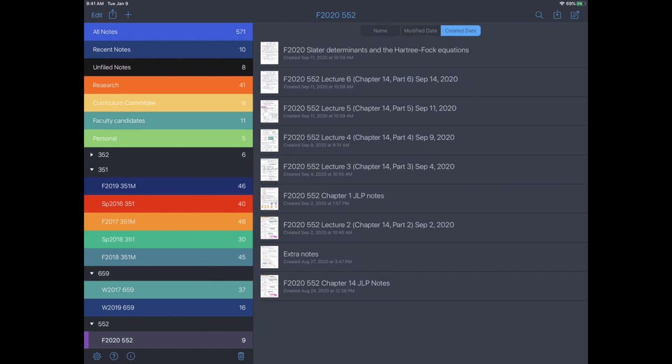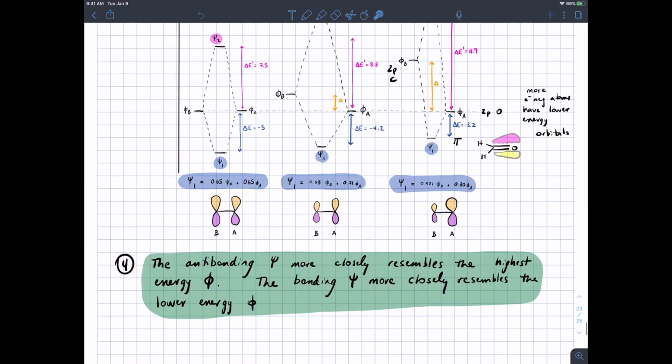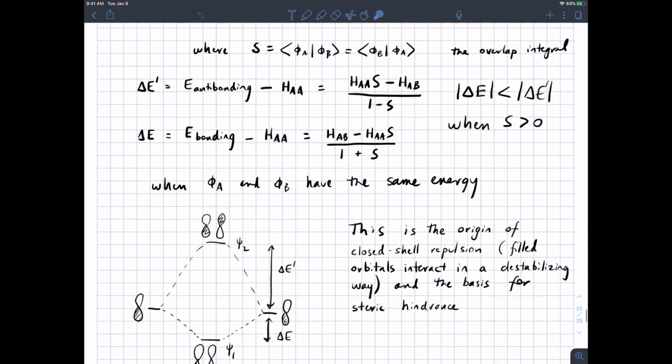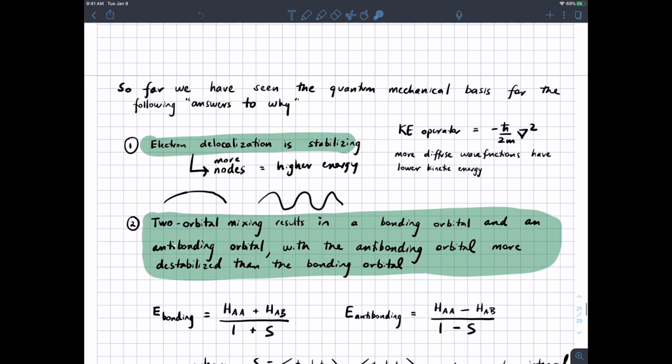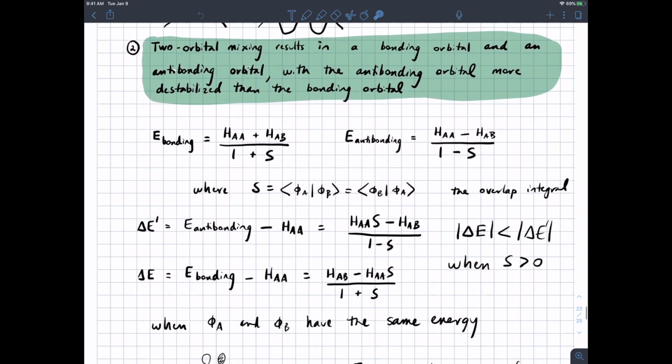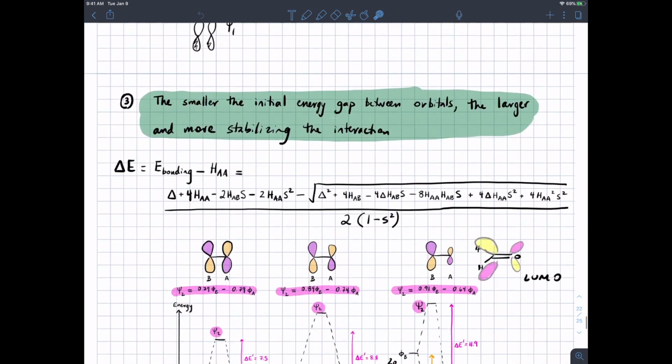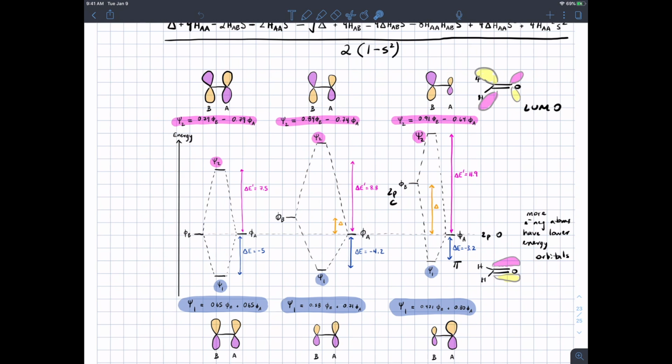Where was I going? Back to my notes here. I can see myself asking you, why is electron delocalization stabilizing? And can you explain that in a way that makes sense, mostly to you? Because if it doesn't make sense to you, it's sure not going to make sense to me. Or I might ask you, given mixing between two orbitals, where do you expect most of the LUMO to be, or something like that?